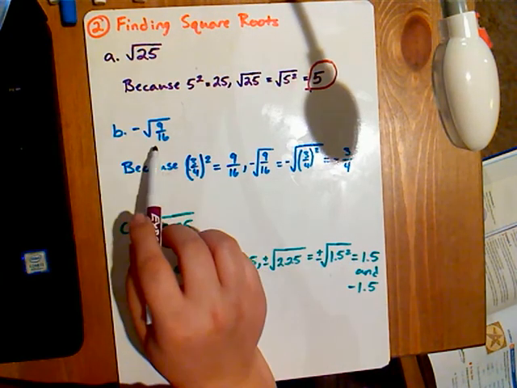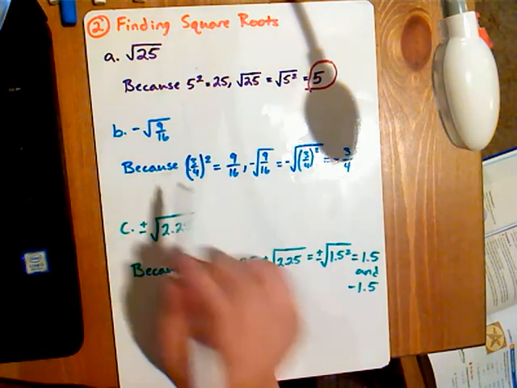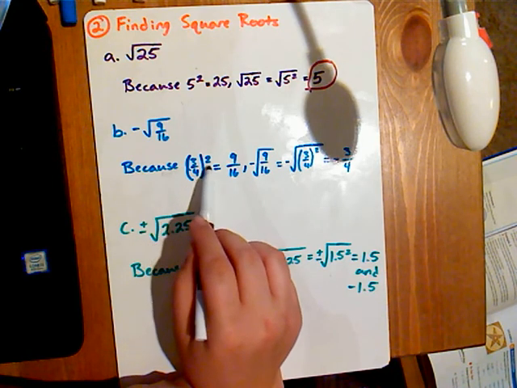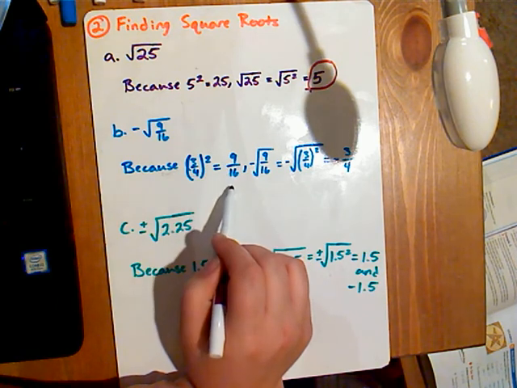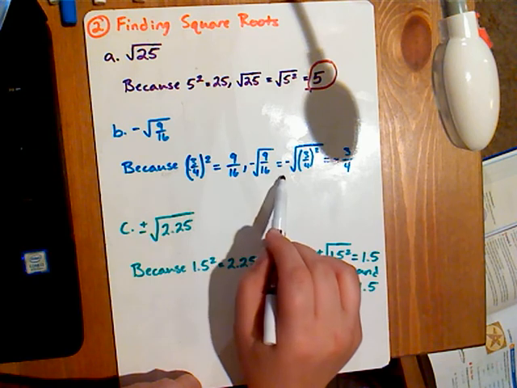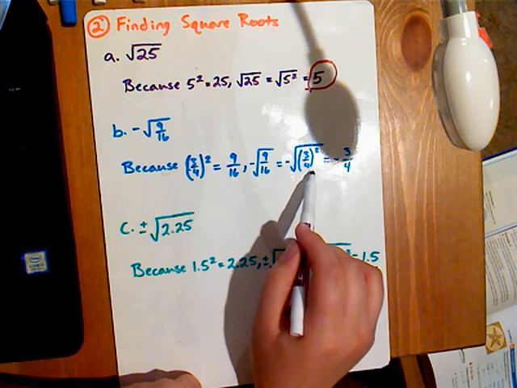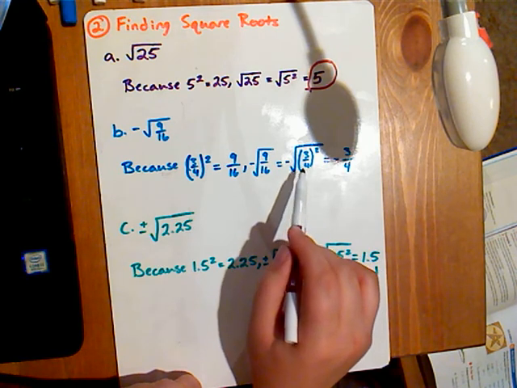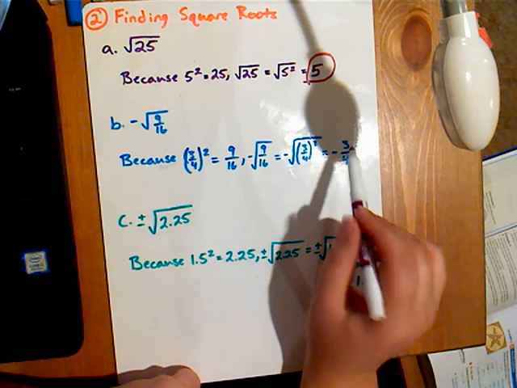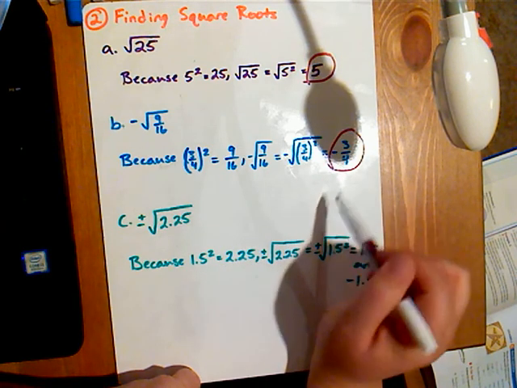Now, the negative square root of 9 over 16. We know that 3 over 4 squared is going to equal that 9 over 16. So the negative square root of 9 over 16 equals the negative square root of 3 over 4 squared. And that's going to give us an answer: the negative square root of 9 over 16 is negative 3 over 4.